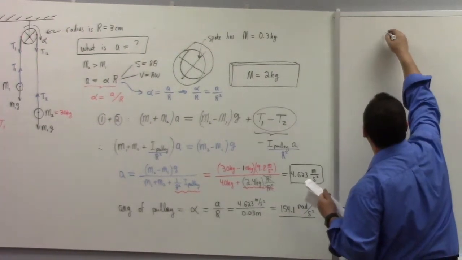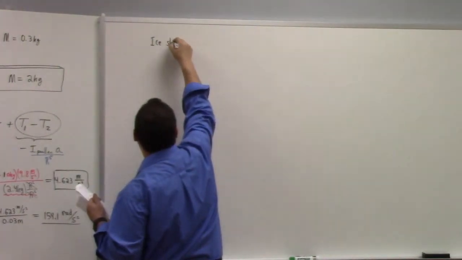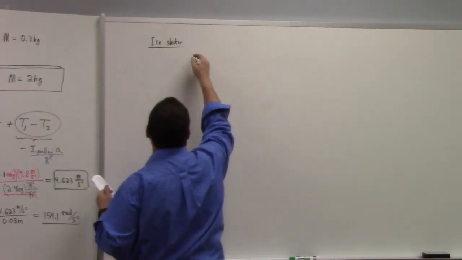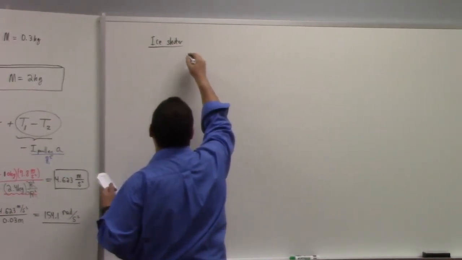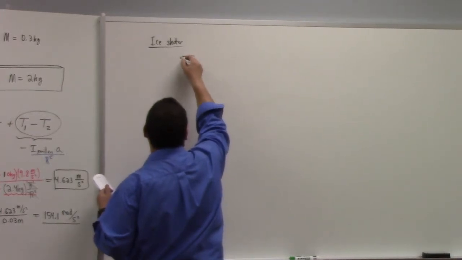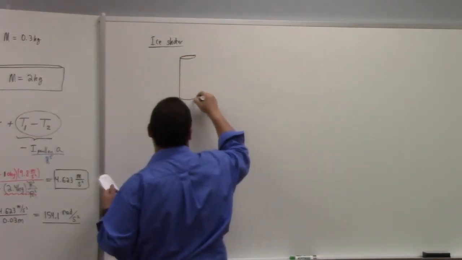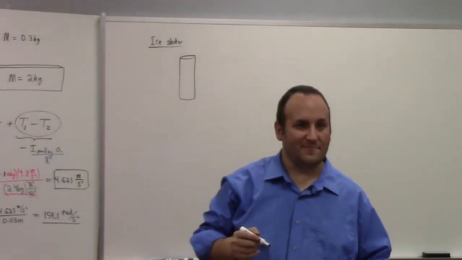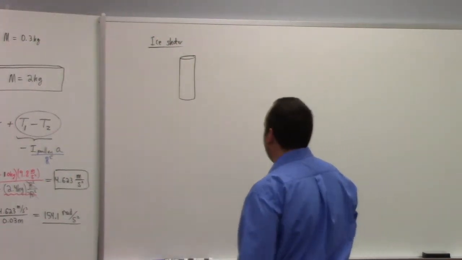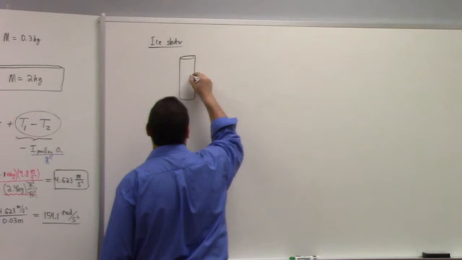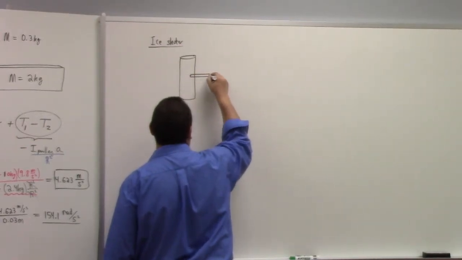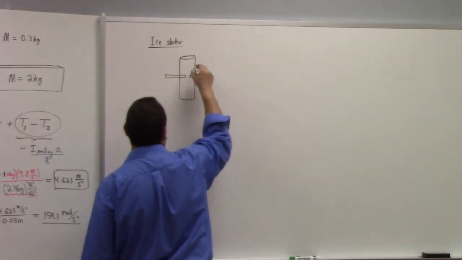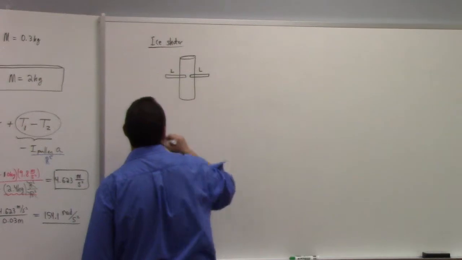Suppose you have an ice skater. We will model the ice skater by the following model. For us, the ice skater will be modeled by a solid cylinder, and the arms we will model with rods of length L, like that.